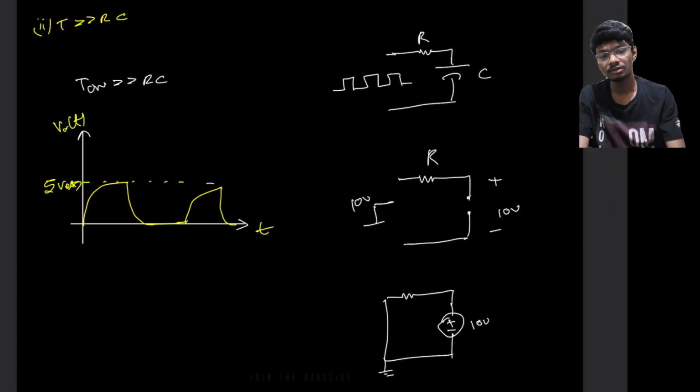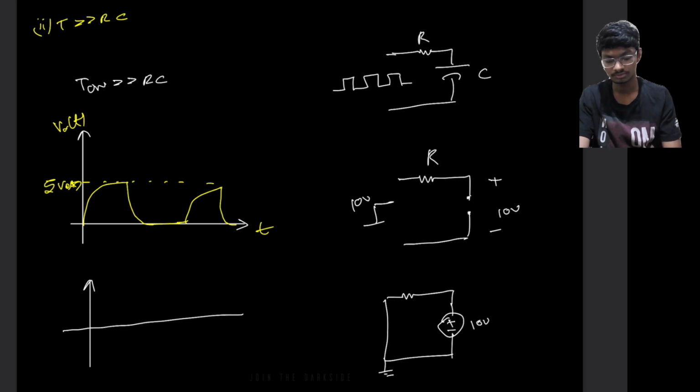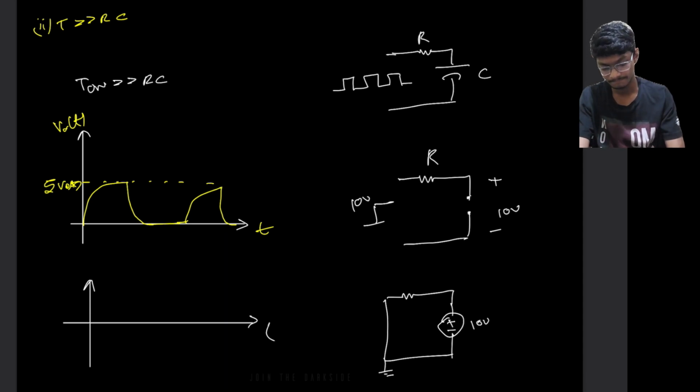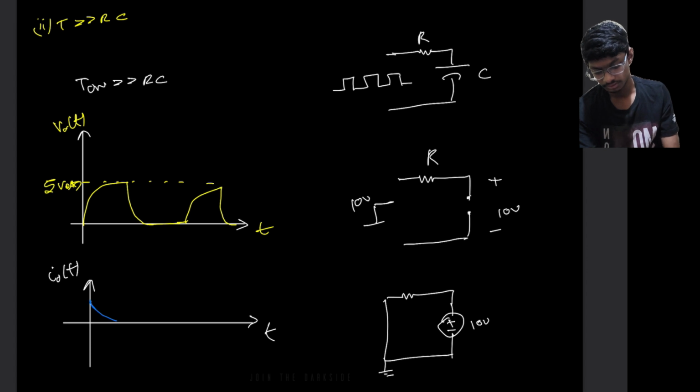Now we have to calculate the current waveform. So the current waveform will look something like this. This is t, this is I naught of t. Initially it is charging to a very fast value. So initially there will be some current equal to 10 by R, then it is going to 0. Next, negative current will happen, then it will also go to 0.